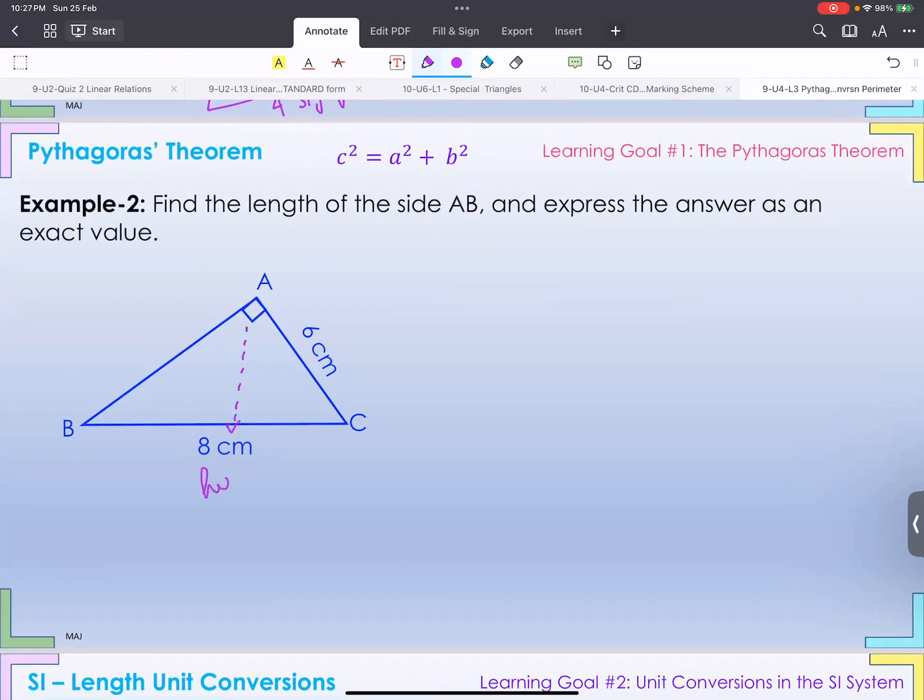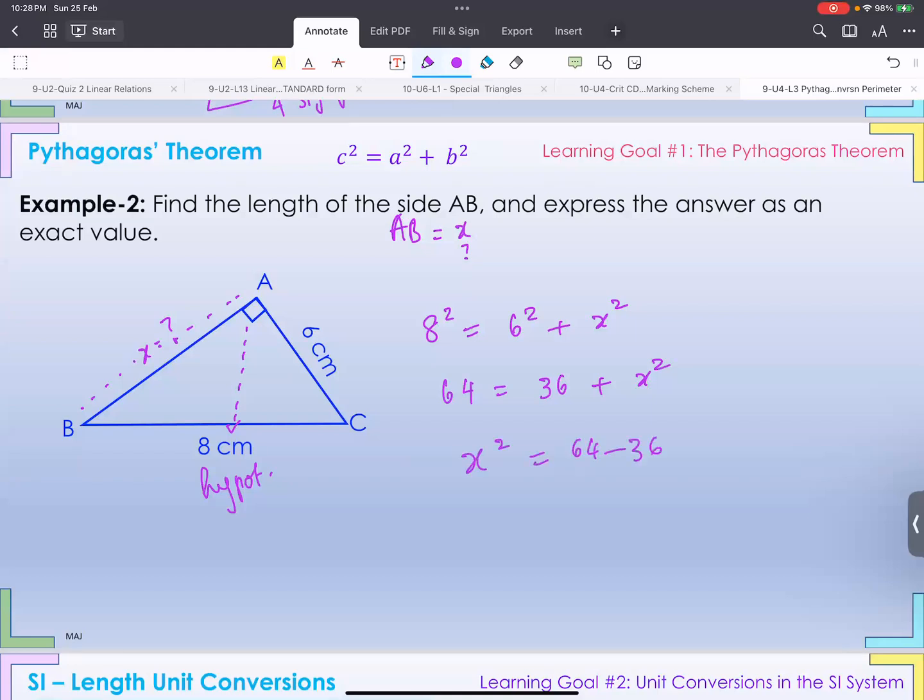8 is the hypotenuse. I want to find this. I'm going to label this X. We have 8 squared equals 6 squared plus X squared. 64 is 36 plus X squared. X squared is 64, take away 36. X is equal to root of 28. Okay, so that's the exact value.